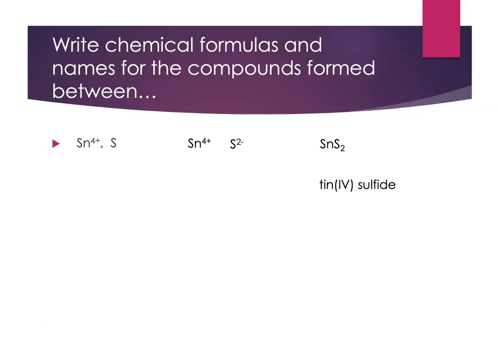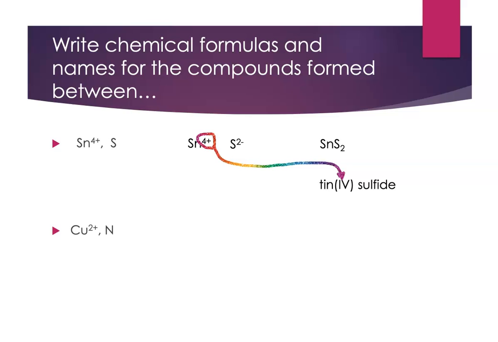So a common mistake: students will see the ion charge and want to write it as the subscript for that same element. Nope, you can't do that, right? The Roman numeral 4 is telling me the charge of the tin ion, and the sulfide ion is the name of the anion. So it's tin(IV) sulfide, and the formula is SnS2.